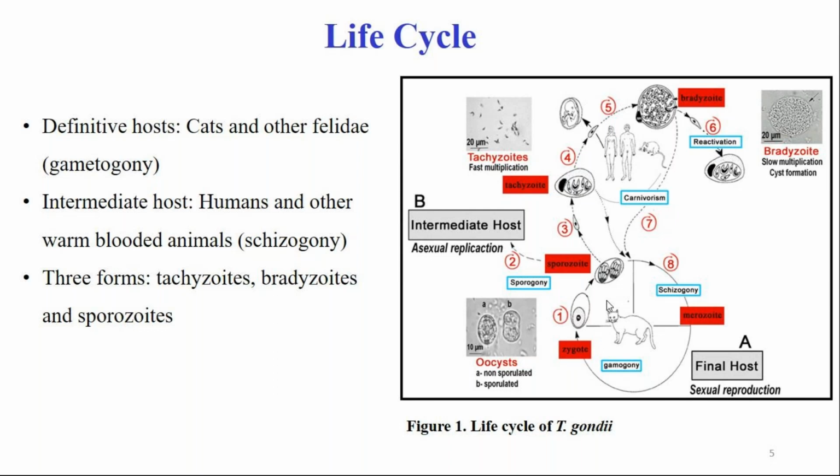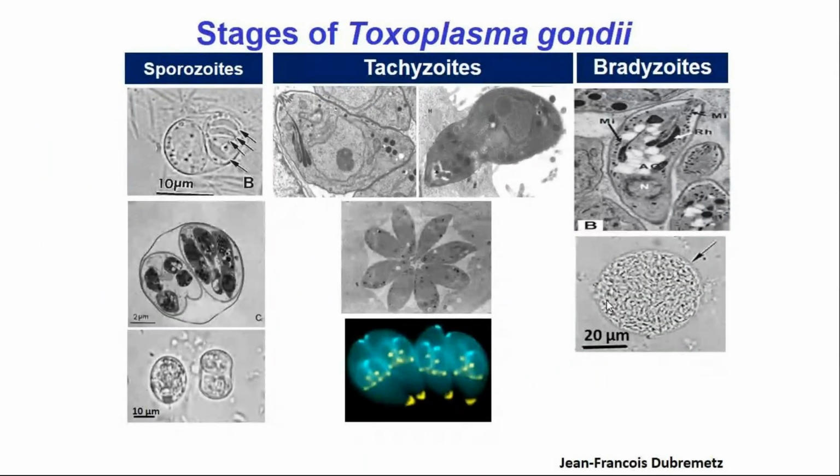Bradyzoites persist in the brain and skeletal muscle and can be reactivated when the infected person becomes immunocompromised, as with an HIV patient or after a transplantation, and this will be life-threatening. Intermediate hosts acquire infection through ingestion of sporulated oocysts or tissue cysts. Bradyzoites are slowly replicating, associated with chronic and latent infections, and tachyzoites are rapidly replicating. Here are the figures showing the stages of Toxoplasma gondii, the sporozoites, the tachyzoites, and the bradyzoites, with different types of microscopy and different magnifications.